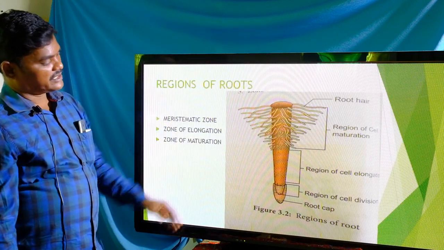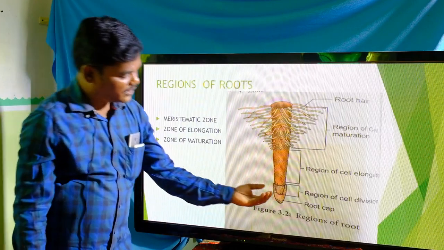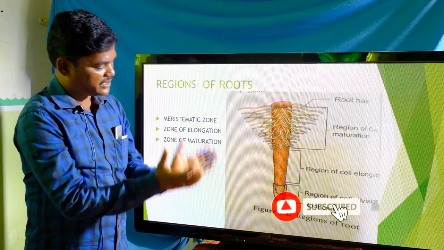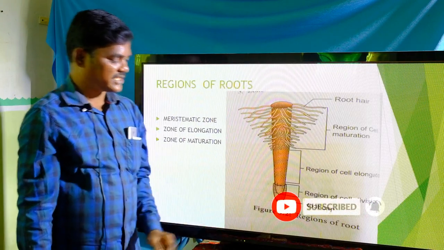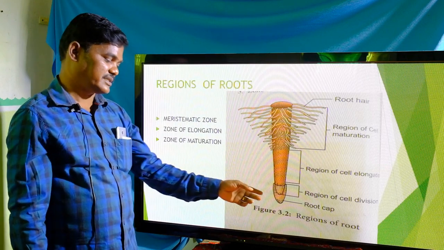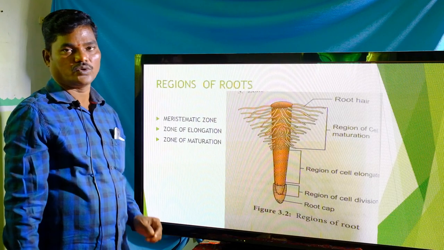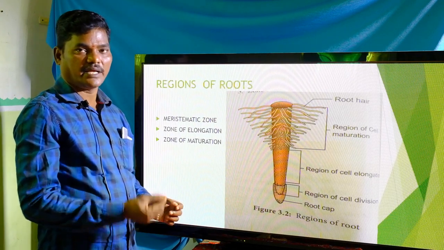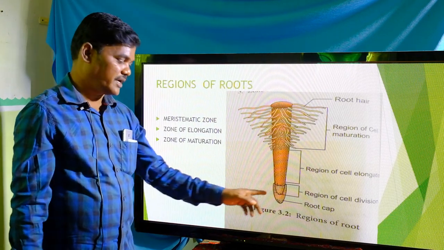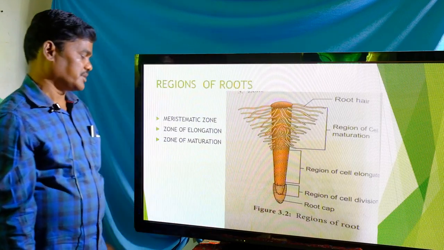So these three regions are there. And below the meristematic region, one cap-like structure is there. It is a thimble-like cell structure to protect the tip of the root, to avoid breaking of the youngest or tender portion of the root end. That is the root cap, very important, keep it in your mind.